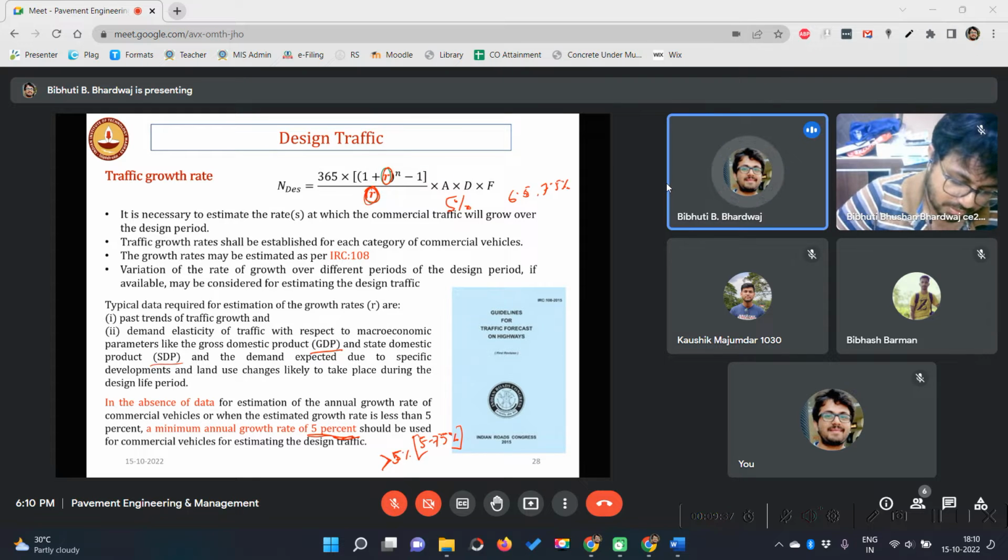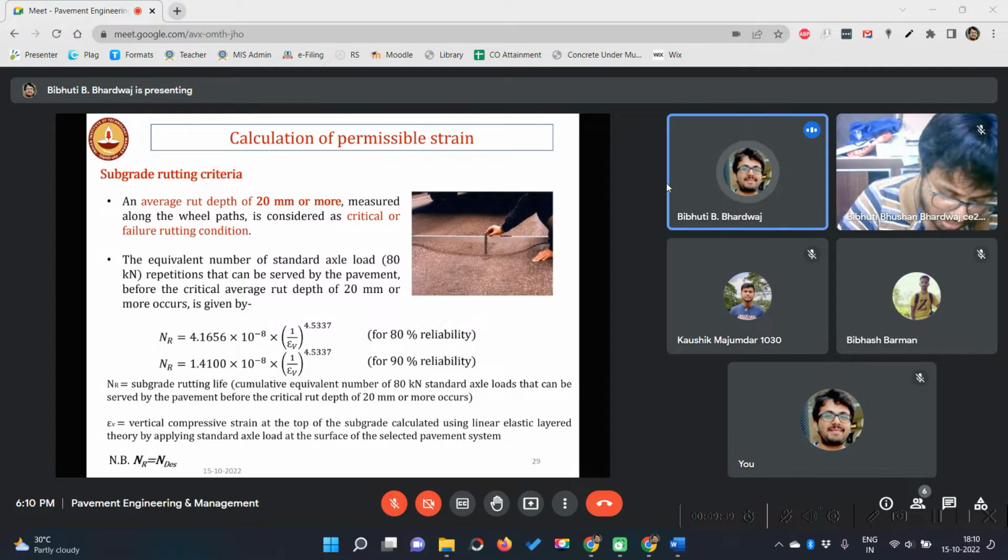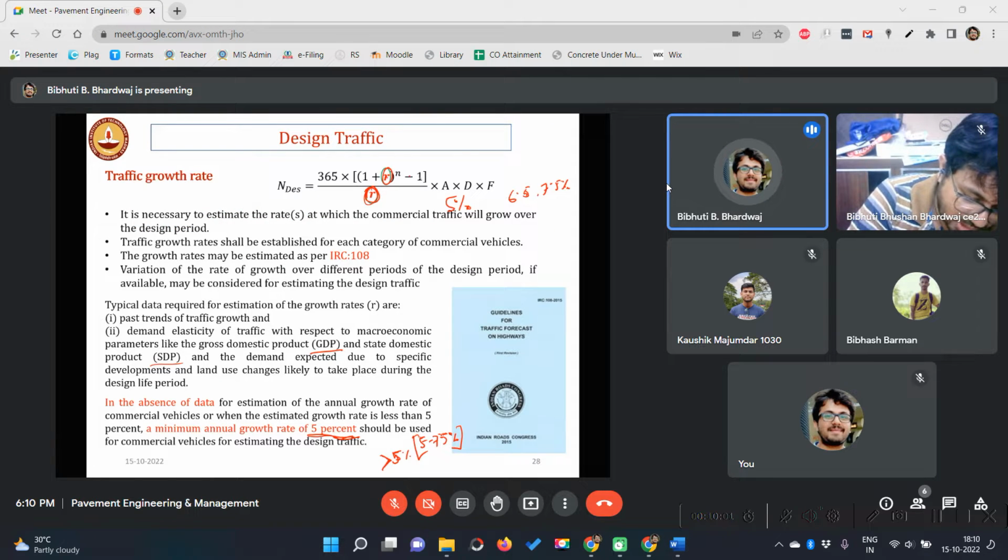Okay, so as I was telling, based on the traffic, we will find out the permissible strains. What is the permissible value? In order to take a traffic load of this many MSA, after getting all the values, you will calculate this value. You know R, you know N, you know A, D, F, you will calculate. Suppose you got 40 into 10 to the power 6, that means 40 million standard axles.